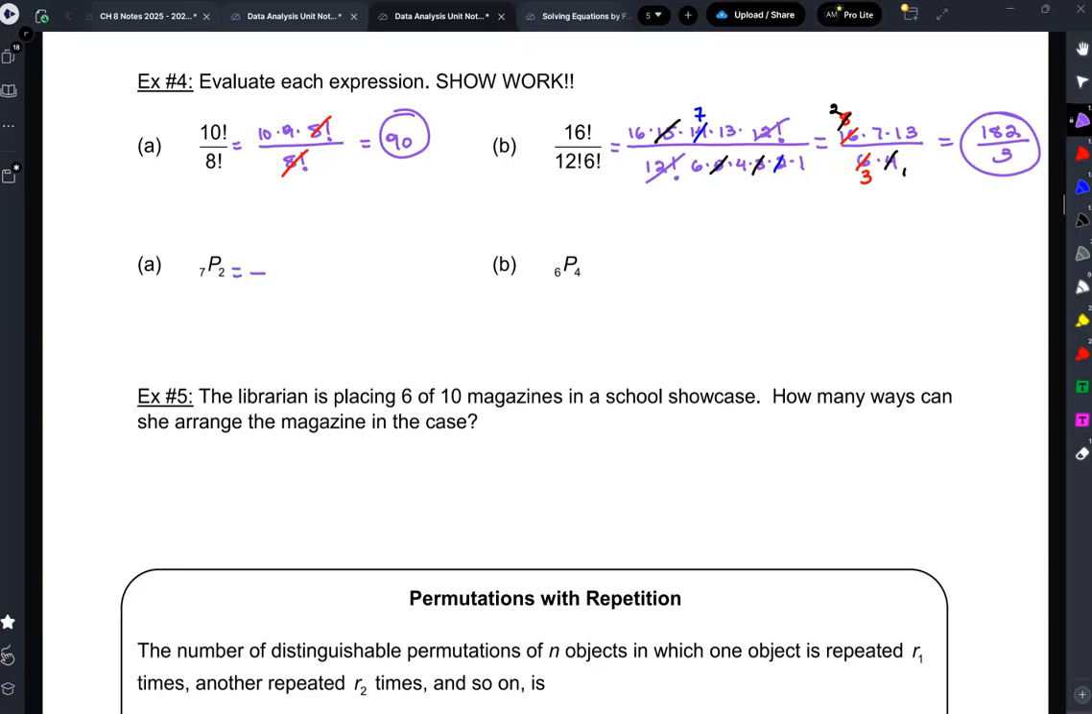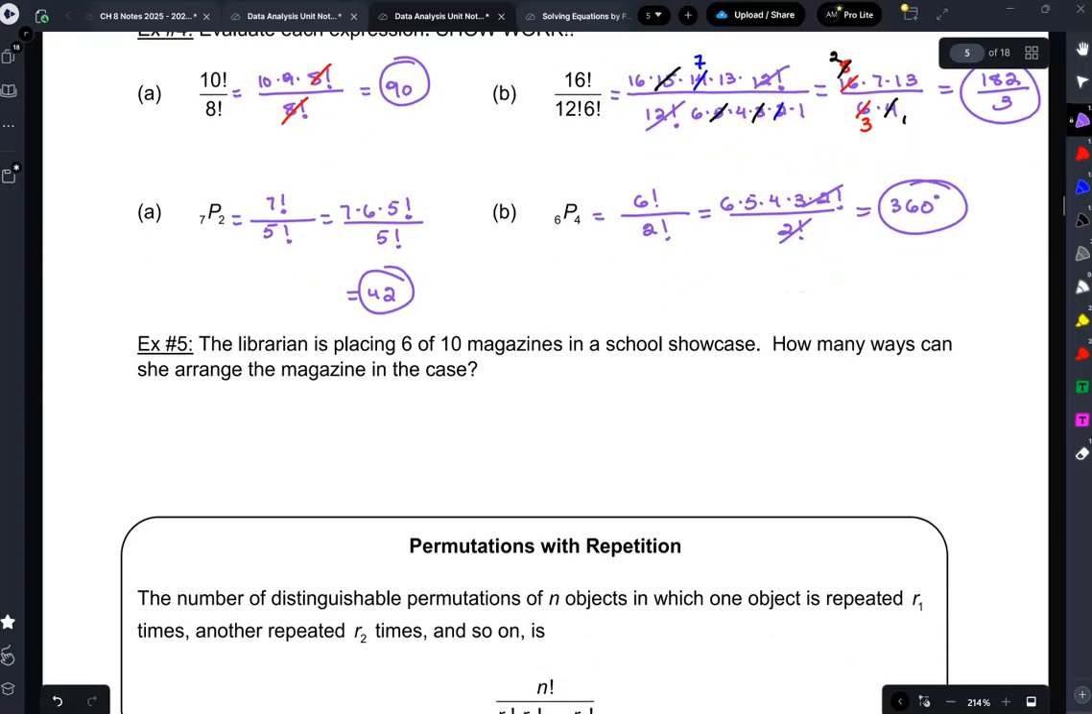Okay, this one. You need to remember the formula. So it's 7 factorial, the first number factorial. Then you subtract 5 factorial. So this is 7 times 6 times 5 factorial over 5 factorial, 42. 6 factorial over how many? 2 factorial. So this is 6 times 5 times 4 times 3 times 2 factorial. 12 times 30, 360. Okay?